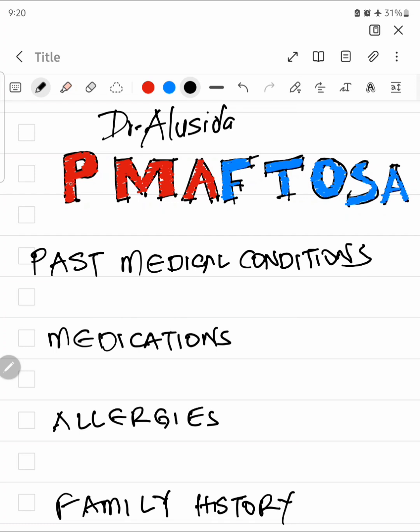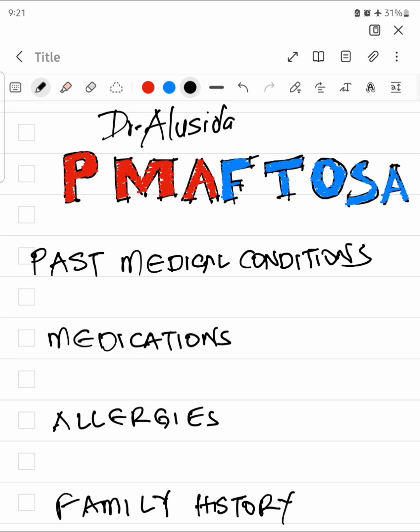and this is past medical condition, medication history, allergies, family history, travel history, occupational history, social history, and anything else. Now remember, I have put these ones in red, P, M, and A, because these ones you must ask in any condition and any case in Plab 2. You must ask about past medical conditions, medications, and allergies. The ones in blue, depending on the case which you have, you might leave out.